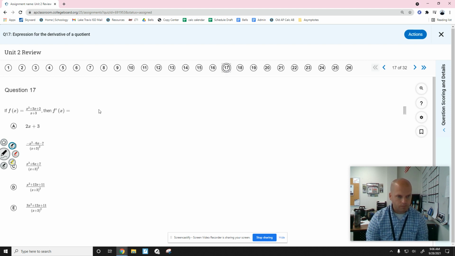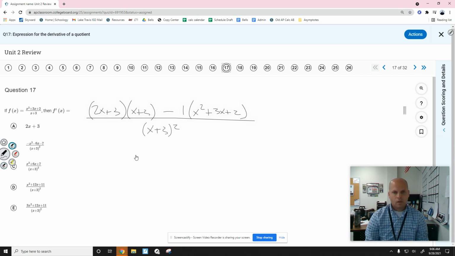Now the quotient rule: the derivative of the top, in parentheses, times the bottom, minus the derivative of the bottom times the top. Careful, we're going to have to distribute that negative. A lot of people don't do that. All over the bottom squared. Distribute this negative. And we're going to have to distribute this because I don't see this answer anywhere, right?